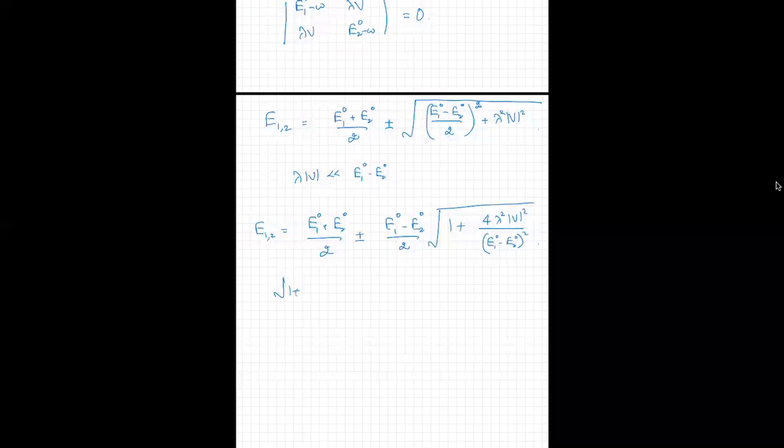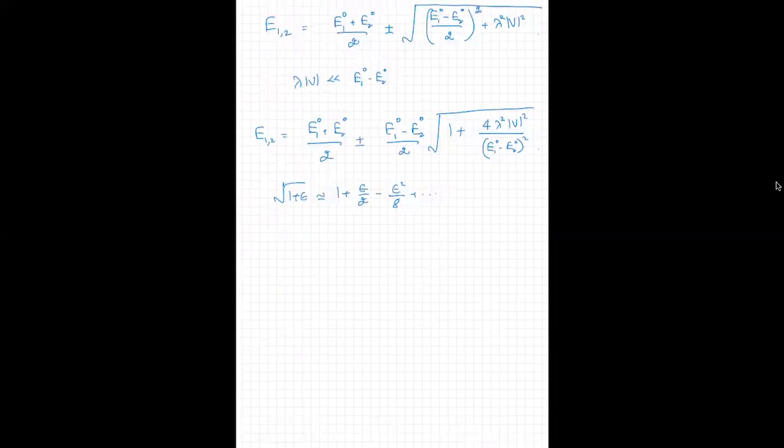So the square root of 1 plus epsilon, as you know, is approximately 1 plus epsilon over 2 minus epsilon squared over 8 plus and so on. So if I keep this to first order, this is approximately equal to just 1 plus epsilon over 2, right? The question is, how many orders should I keep? So if I expand the square root of 1 plus 4 lambda squared V squared over (E1 minus E2) whole squared, I can, depending on how much accuracy I want in the problem, retain terms.